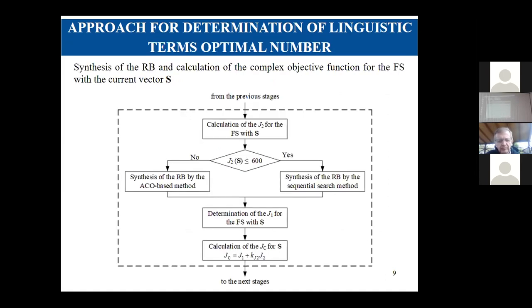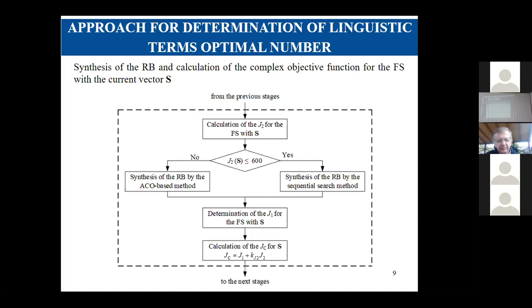Also, at the 10th stage, the rule-base synthesis is carried out using the method of ant colony optimization or the sequential search method. After that, for the synthesized rule base that corresponds to the current vector, the complex objective function is calculated. As previous comprehensive studies show, for an effective automatic rule-base synthesis, it is advisable to choose either the sequential search method or the ACO-based method, depending on the complexity of the given rule base.